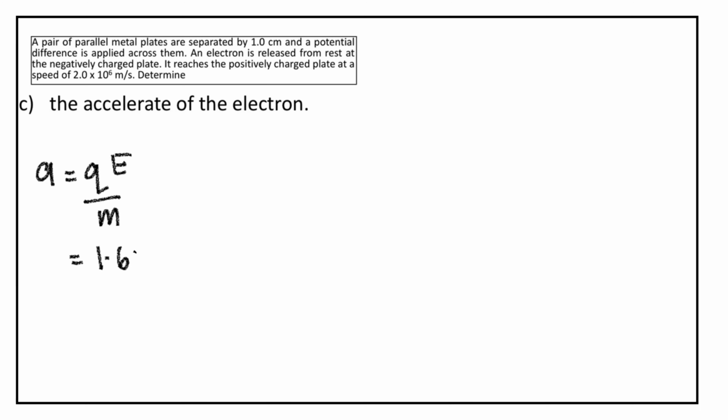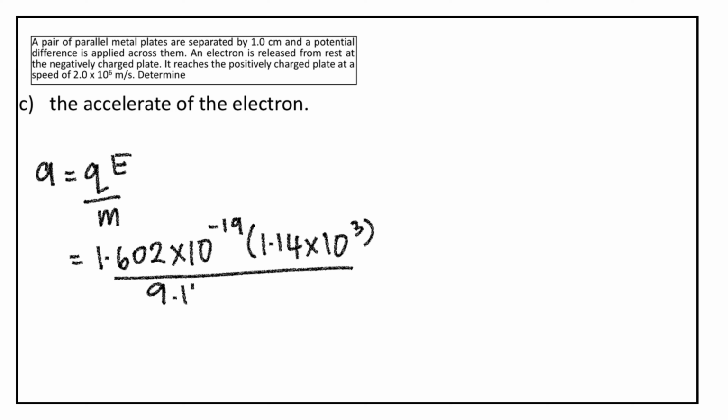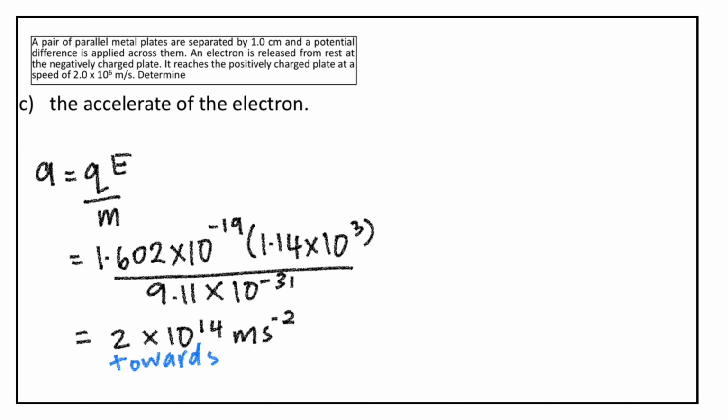Okay, so we move to the next question. We need to find the acceleration of the electron. So we can use a equals qE over m. Substitute all the values. So we get a equals 2 times 10 power of 14 meter per second squared. And the direction is towards the positive plate.